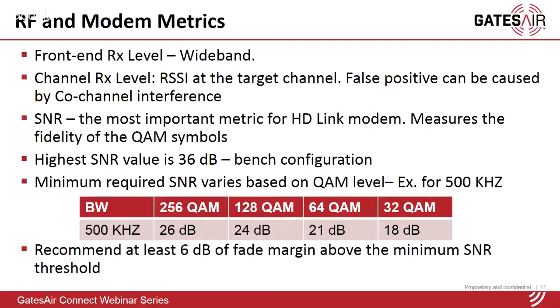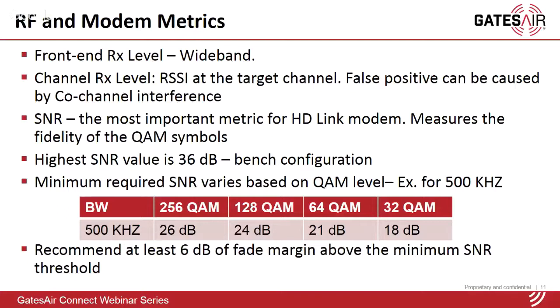Then you have your normal receive level, which is centered around the channel that you have selected. Again, a low signal to noise ratio with a high receive level indicates co-channel interference. And for co-channel interference, you really have to just track down the interferer.